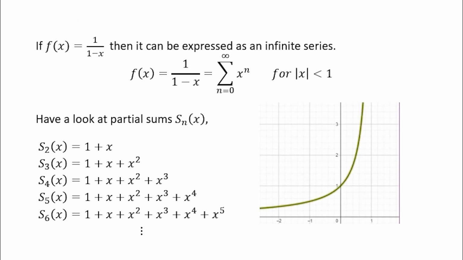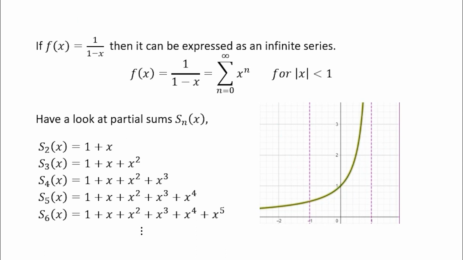First we will graph the function itself, which is 1 over 1 minus x. Then we will highlight the interval we're looking at, which will be between minus 1 and 1. And now we're going to graph all the partial sums one by one. Let's see the second partial sum. Then let's see the third partial sum.